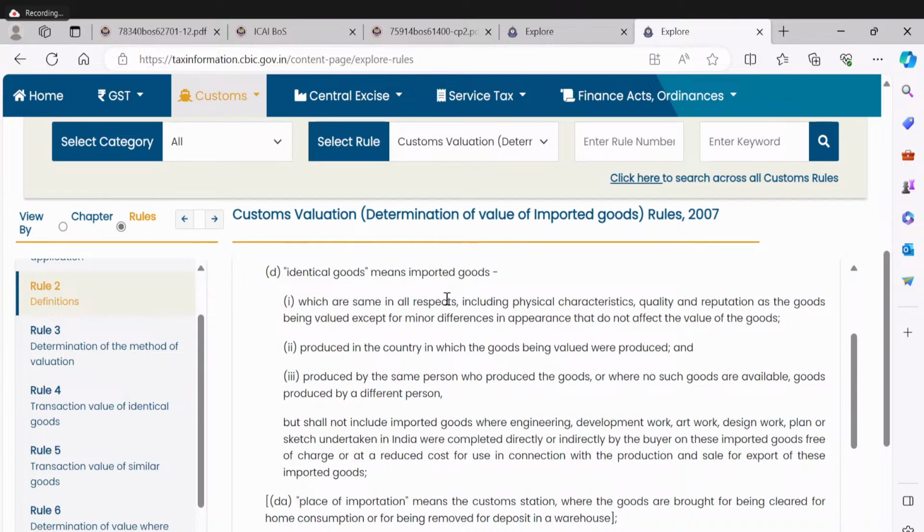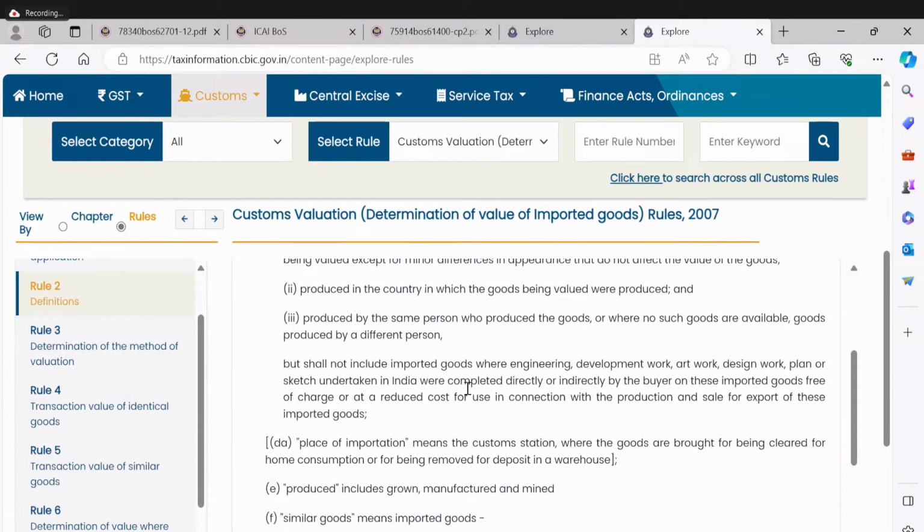So in case you do not have the same product which is being manufactured from that country, the value of that good is not available. You cannot take the transaction value of identical goods. You have to go to the next step, that is transaction value of the similar goods has to be taken. So same country in which the goods being valued are produced, that same country's product has to be taken. Identical product, which is same in all respects, that particular goods have to be taken.